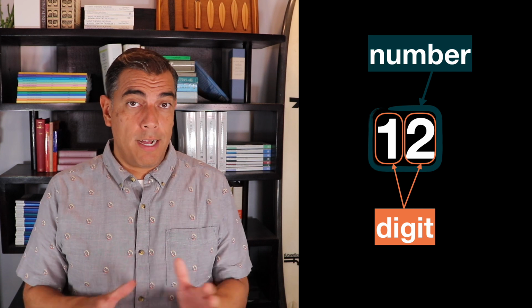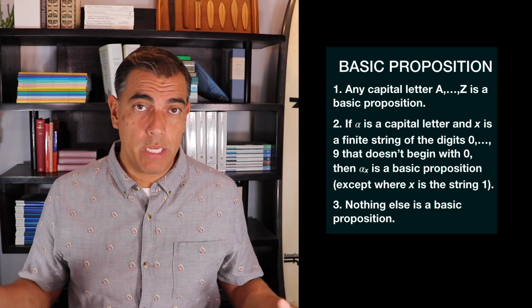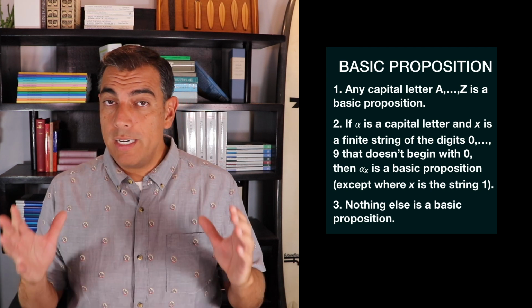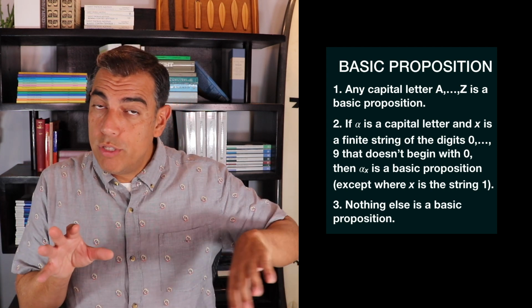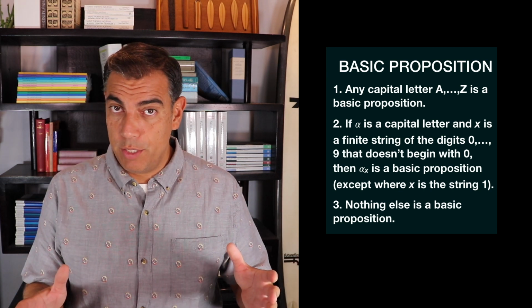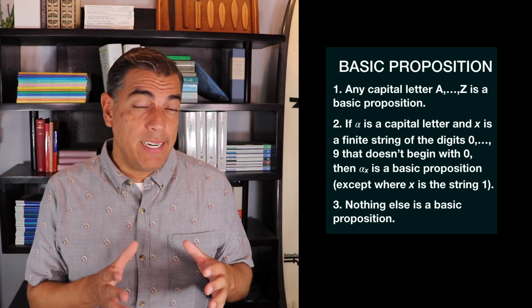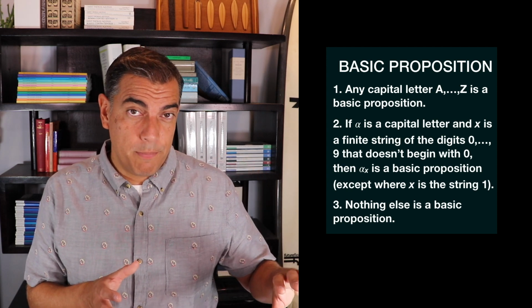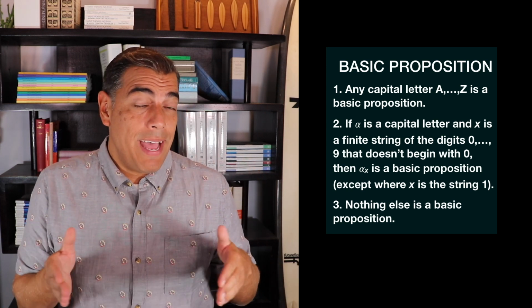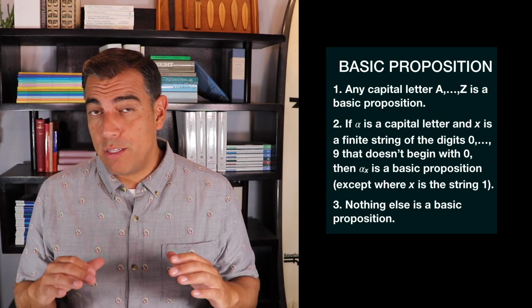So let's check out this possibility in a little bit more technical way. First thing we're going to do is to define what a basic proposition is using this new idea that we've got here. Number 1, any capital letter A through Z will be a basic proposition. Number 2, any of those capital letters with some kind of finite string of digits as a subscript is also a basic proposition. So if alpha is a capital letter, A, B, C, D, all the way through Z, and X is a finite string of any of the digits 0 through 9 that doesn't begin with 0, then alpha sub X is a basic proposition. And of course we have that proviso, except where X is the string 1.